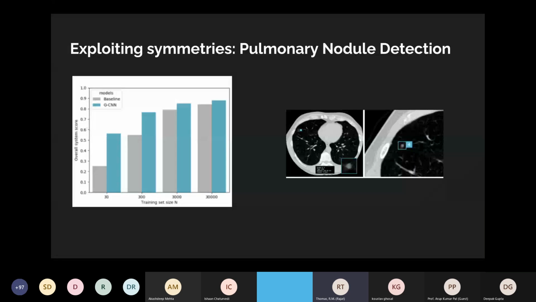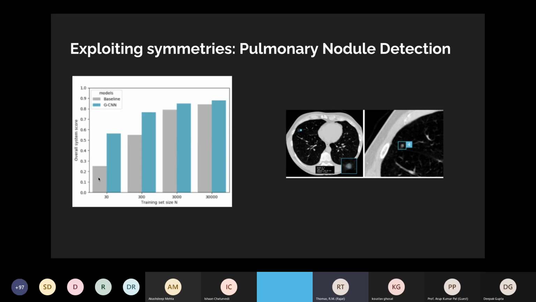One of the first examples of this in 3D imaging was lung nodule detection. So pulmonary nodule detection, these are images of the lungs. Basically, it doesn't matter if this nodule is rotated or not. It's a nodule. It's a nodule.